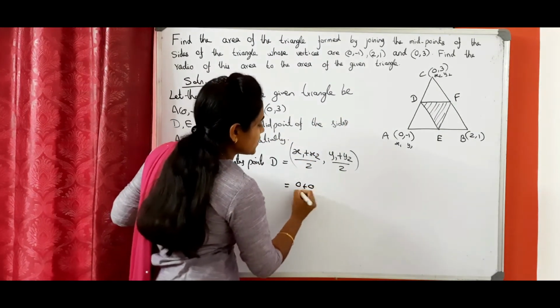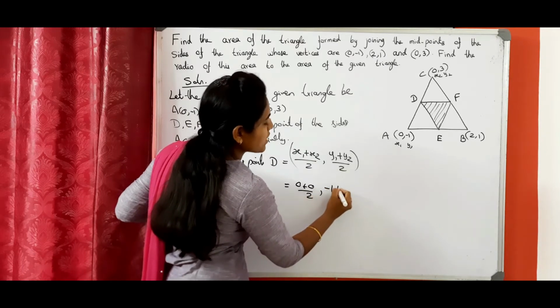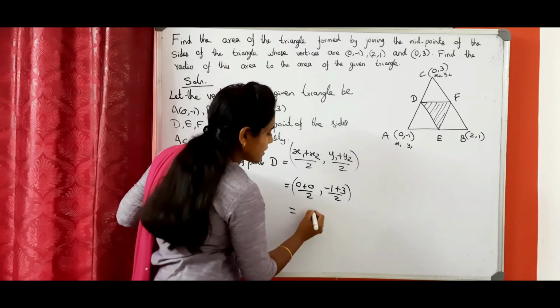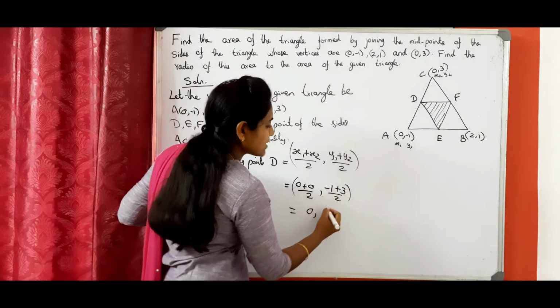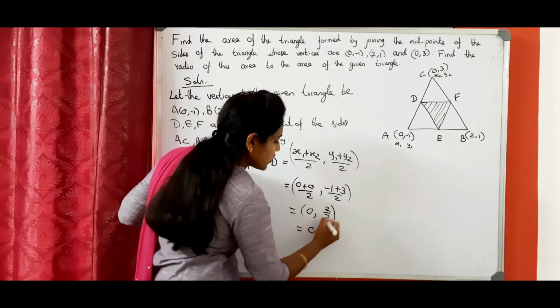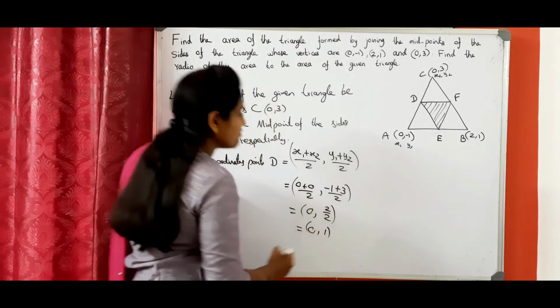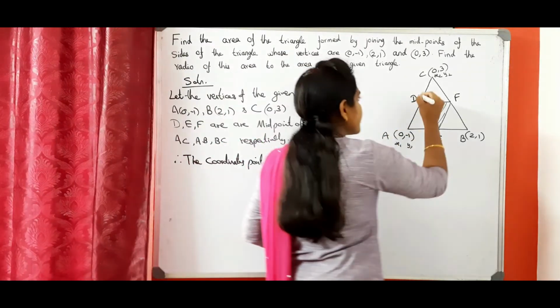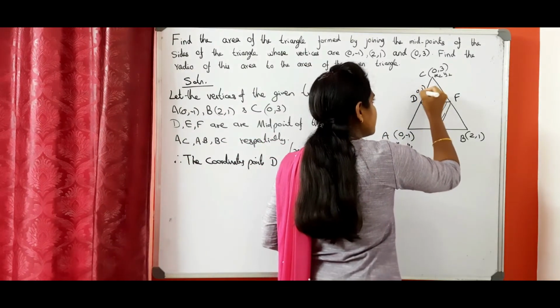(0 plus 0) divided by 2, (-1 plus 3) divided by 2. That equals 0 divided by 2, which is 0, and 2 divided by 2, which is 1. This is the coordinate point of D. So the coordinates of D are (0, 1).